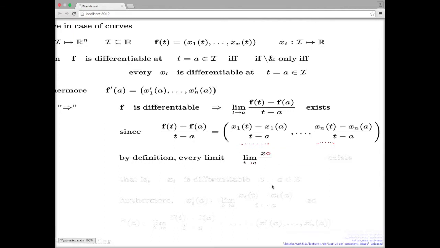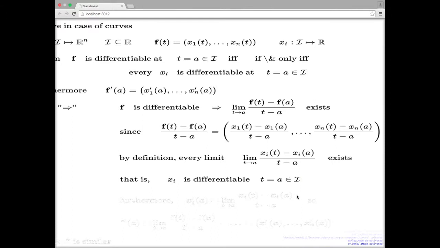So by the definition of the limit, every component limit exists, like this. And you see, I used my trick. I used the index i to mention every component rather than saying x1, x2, xn. So from here we can say, when such a limit exists, we know from the numerical calculus of first year calculus that it means that x_i, as a numerical function, is differentiable at the point a.